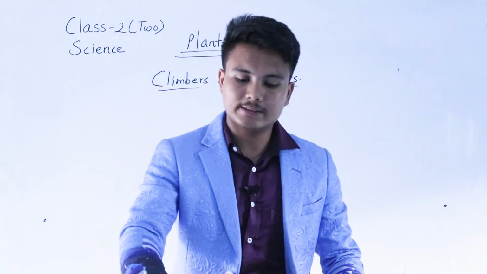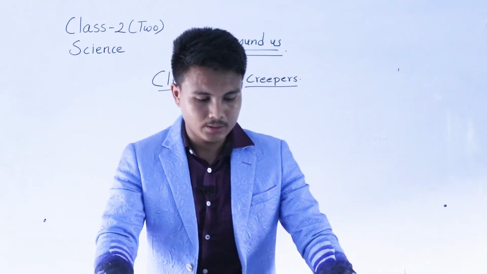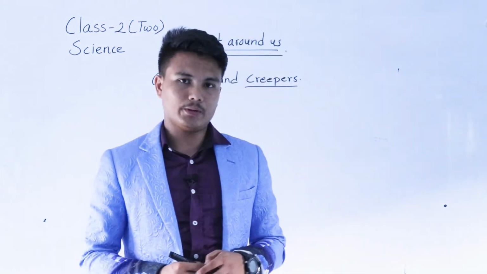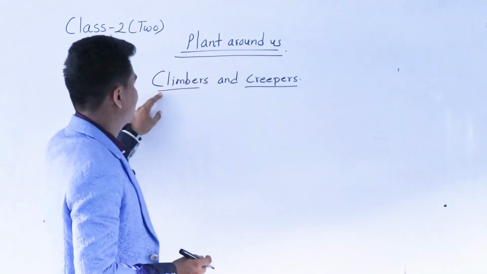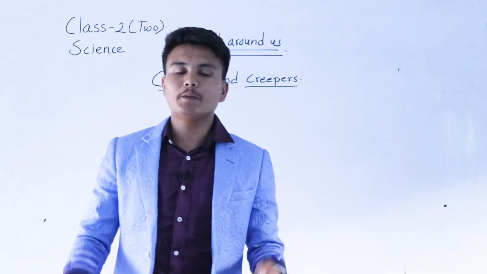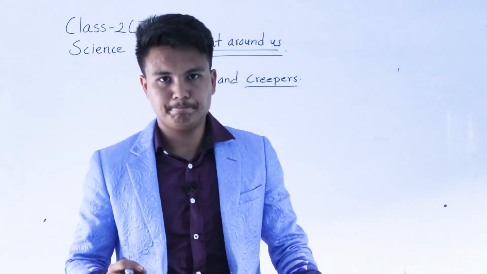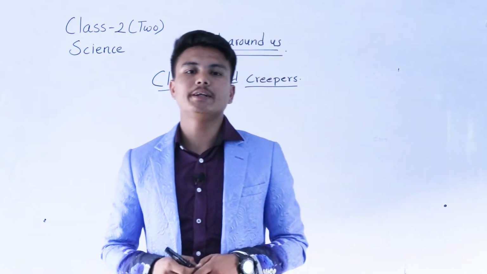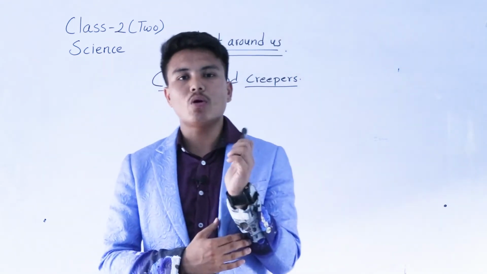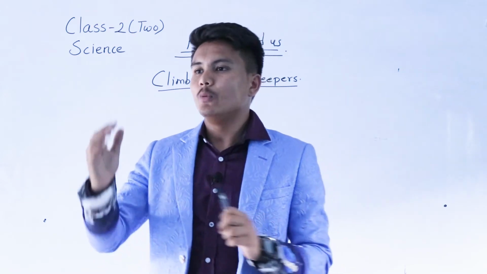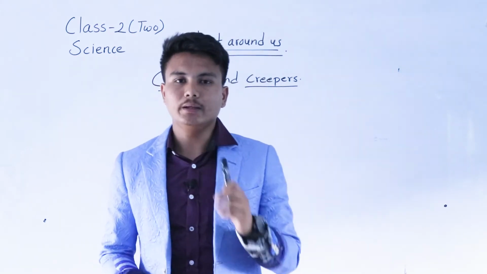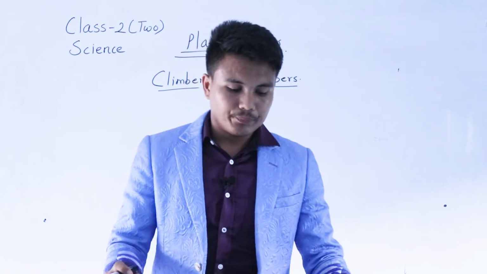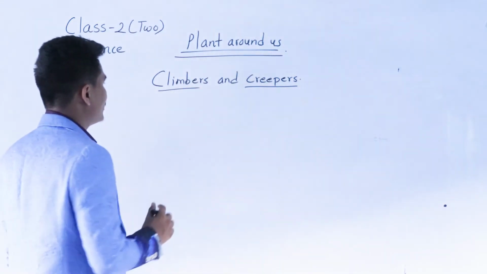Do you know what climbers are? Do you know? These plants need support to climb up. Climbers are those plants which need support to stand. They need some kind of strong support, such as bamboo. We can put strong iron or metals there. So those plants which need support to stand.